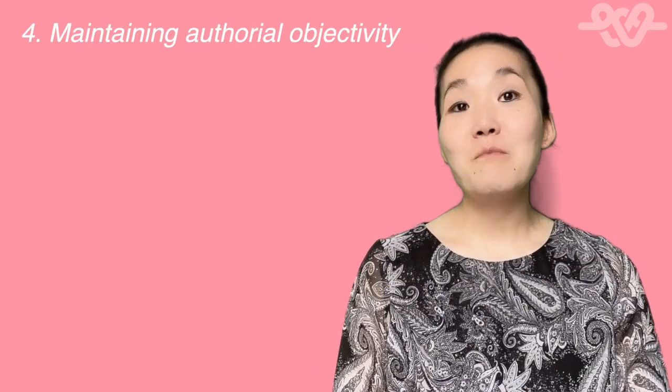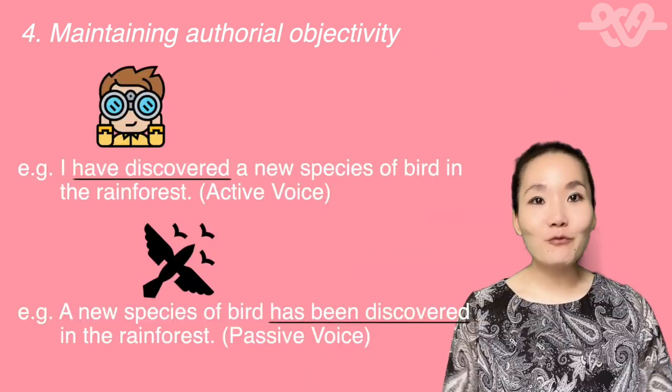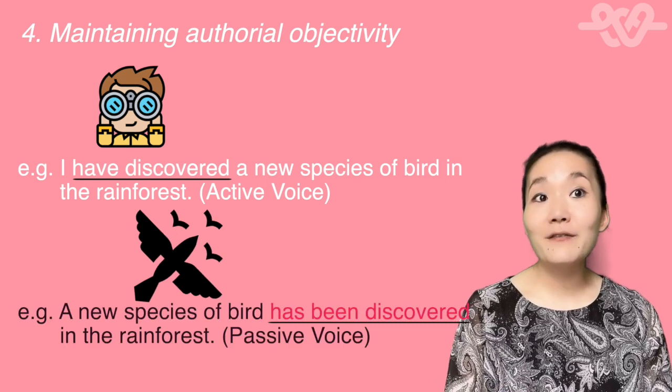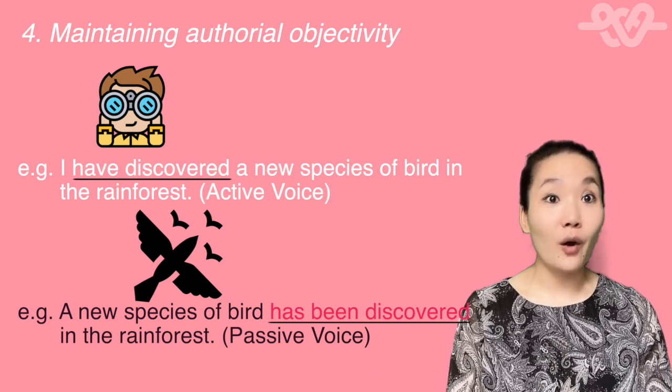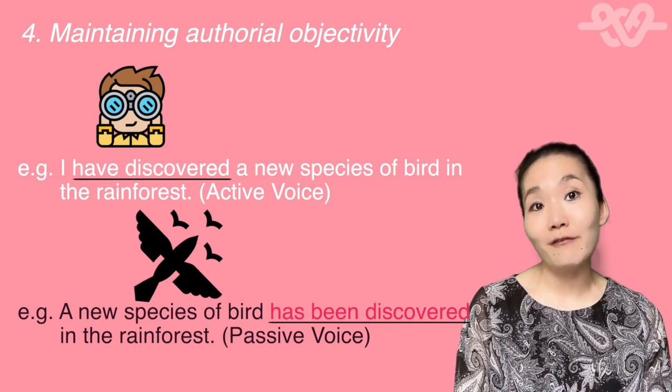Number 4, maintaining authorial objectivity. In academic writing, particularly in research papers, passive voice is used to maintain objectivity and focus on the findings rather than the researcher's personal involvement.